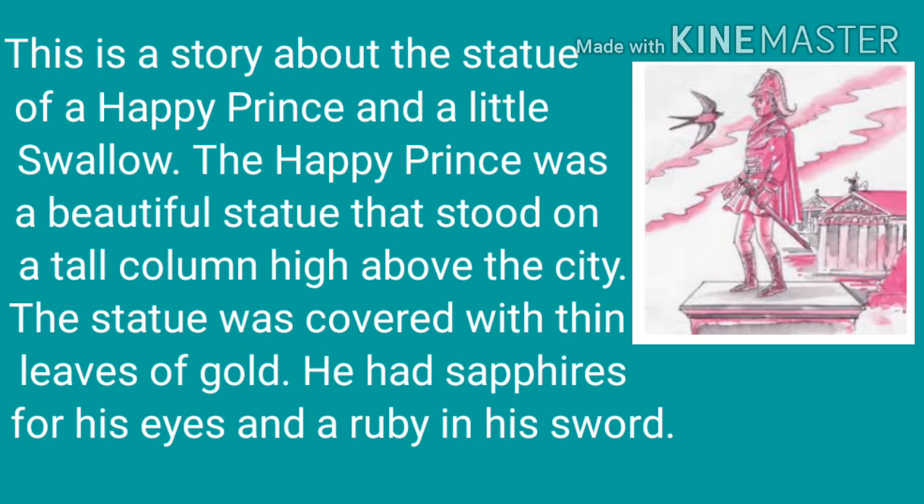This is the story about the statue of a happy prince and a little swallow. The Happy Prince was a beautiful statue that stood on a tall column high above the city. The statue was covered with 10 leaves of gold. He had sapphires for his eyes and a ruby in his sword.